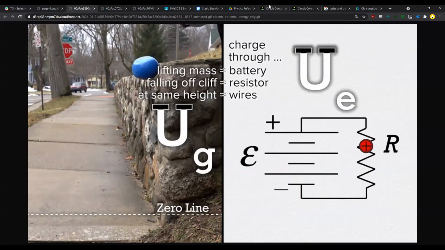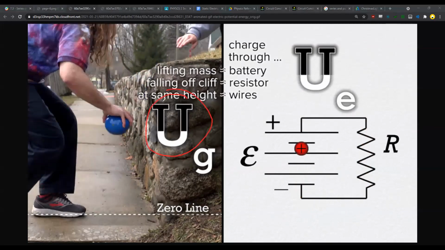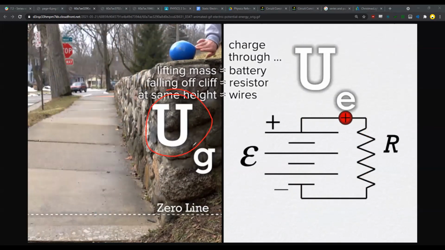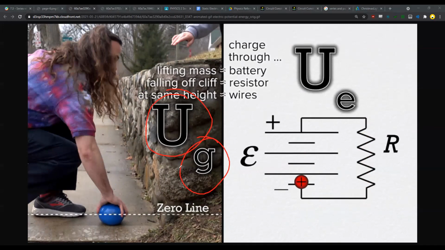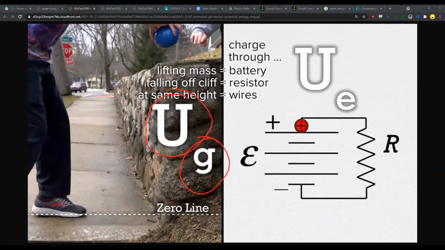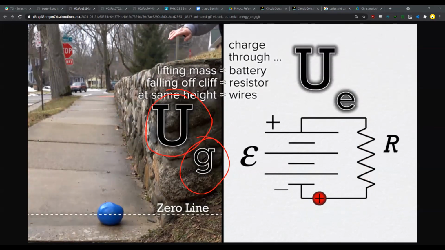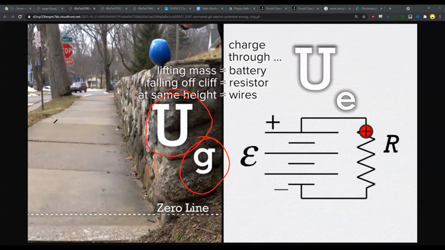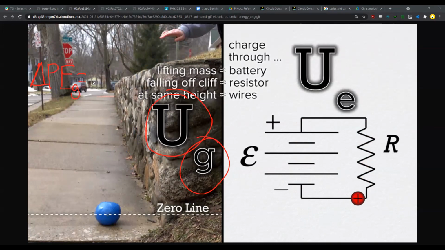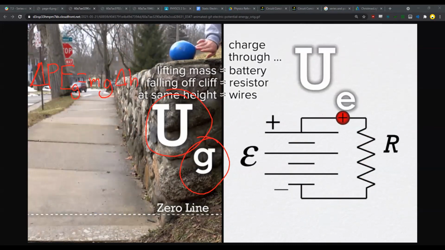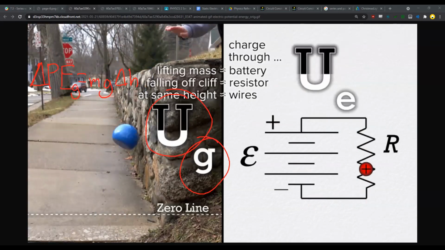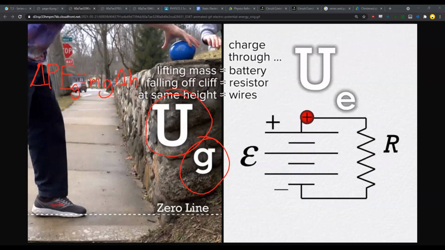So U, now explained in the slide, U represents potential energy. This G right here means gravity. So this as a whole, U sub G represents gravitational potential energy. And as you recall, gravitational potential energy is mg delta H. Now, why is it U? That's because it's a symbol used in college.